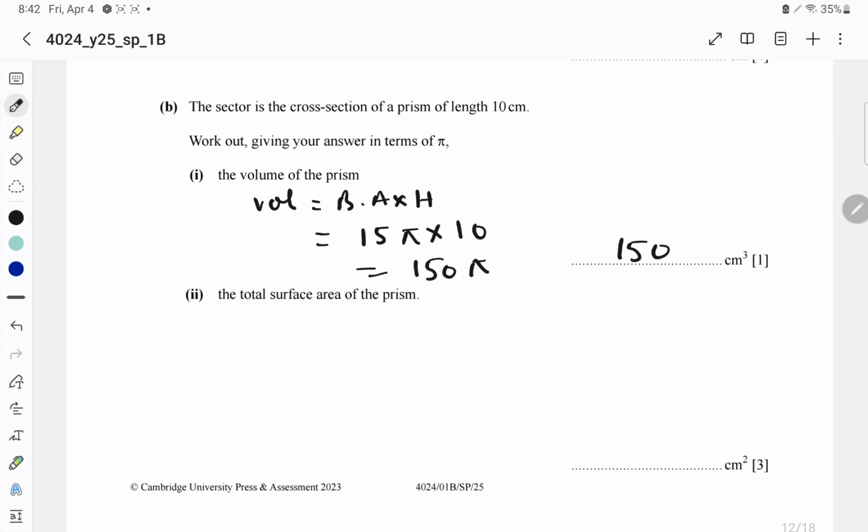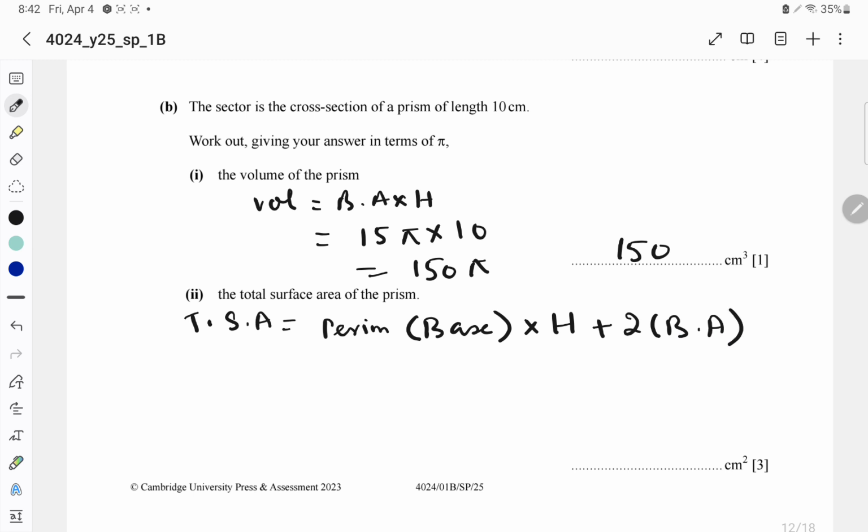Now the total surface area of the prism. For every prism, it's easy to find. The total surface area is the perimeter of the base multiplied by the height of the prism plus twice the base area. Remember this formula, it will be useful whenever you find the total surface area. If everything is visible, you can separately find the area of all the sides. Here I know the base perimeter and everything, so I'm using this one.